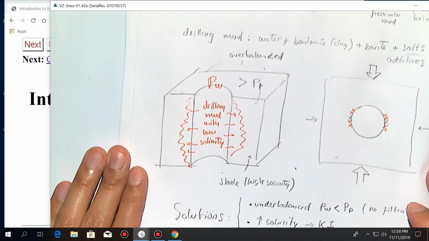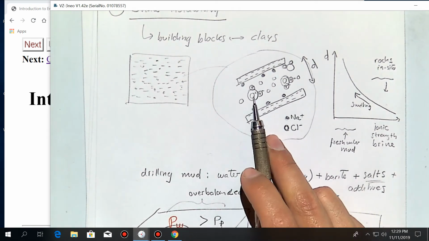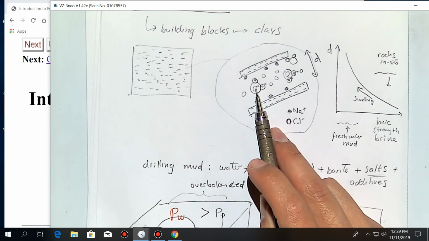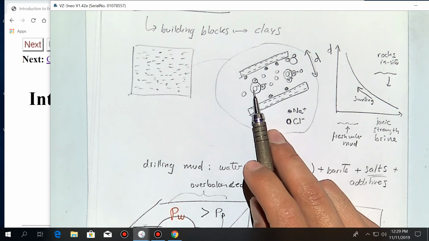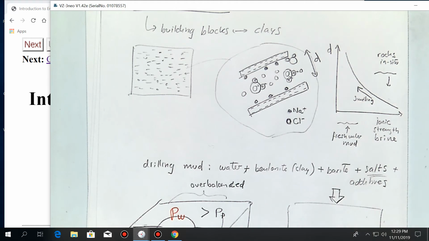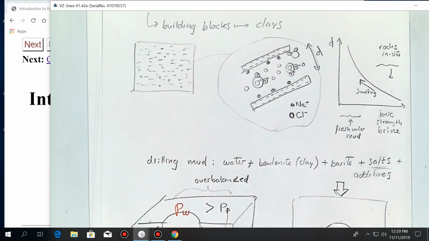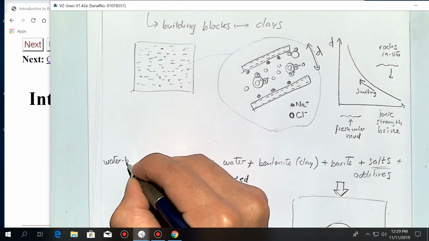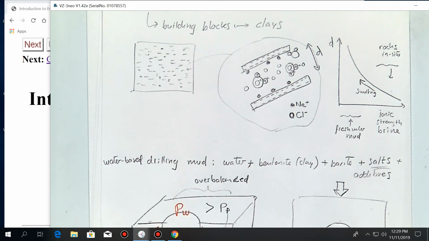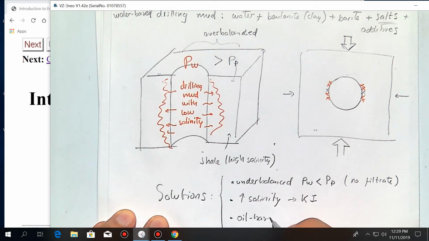What is the problem in here? What do the drilling mud and the rock have in common? The pore fluid of the rock. I'm going to give you a hint, it starts with W. This is water-based drilling mud, right? So if you don't want to mess up with the water of the shale, you could use an oil-based drilling mud.